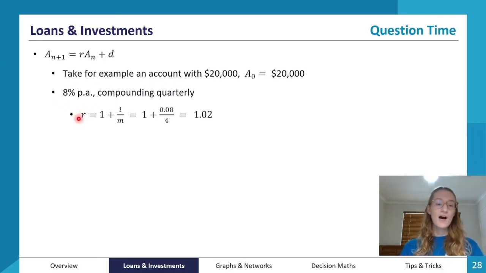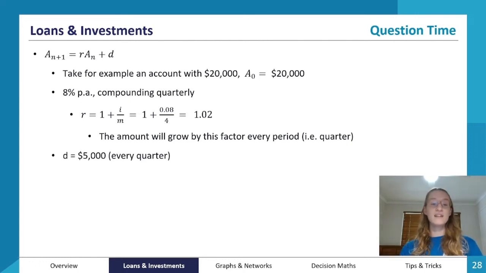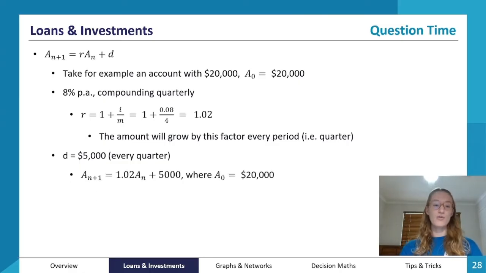So that means our R, the growth factor of our investment, is 1 plus i over m: the decimal rate of interest, 0.08, divided by the number of compounds per year. Compounding quarterly, so 4 times a year, gives us our growth rate of 1.02 per quarter. So it's going to grow by 1.02 every quarter. And D, this person in their annuity is going to add $5,000 every quarter.